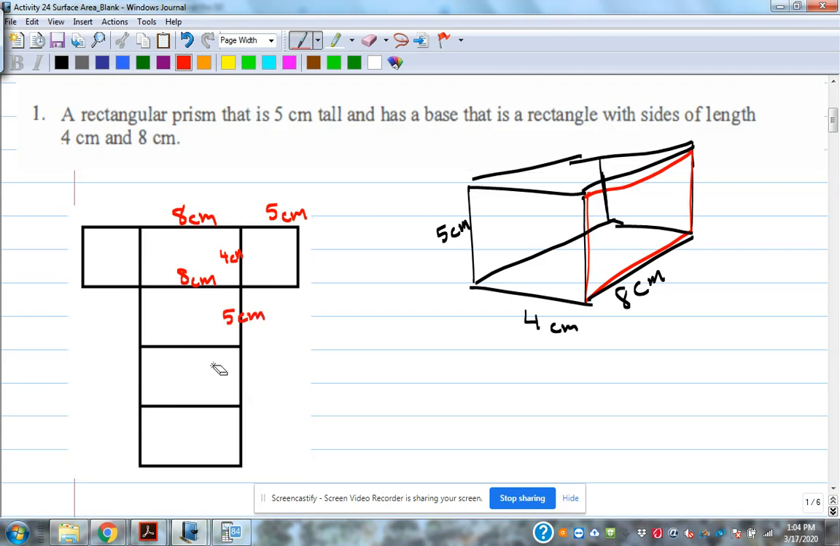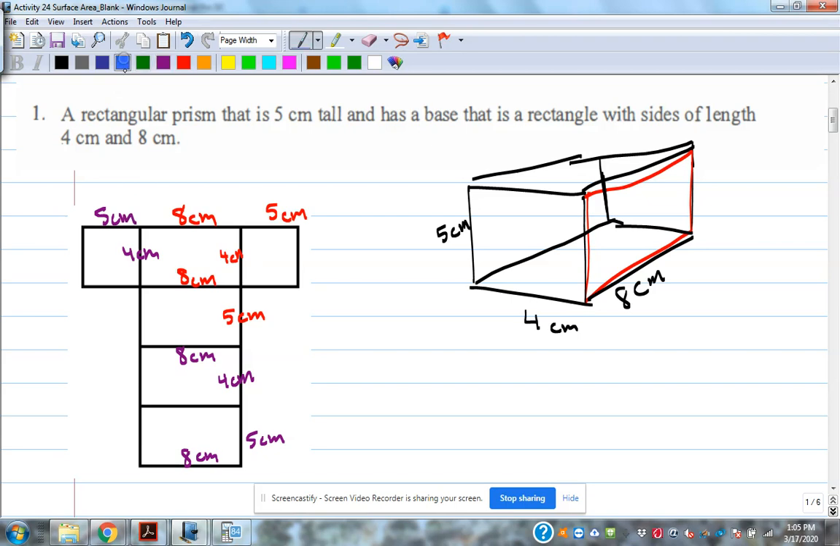Then this rectangle is like the top of the box, which should be exactly the same size as the bottom of the box. So it's 8 centimeters by 4 centimeters. And then this piece here is the same as this side here. It's the back side of the 3D figure, and it's 8 centimeters by 5 centimeters. This side over here is the same size as the other end of the box. It's 4 centimeters by 5 centimeters.